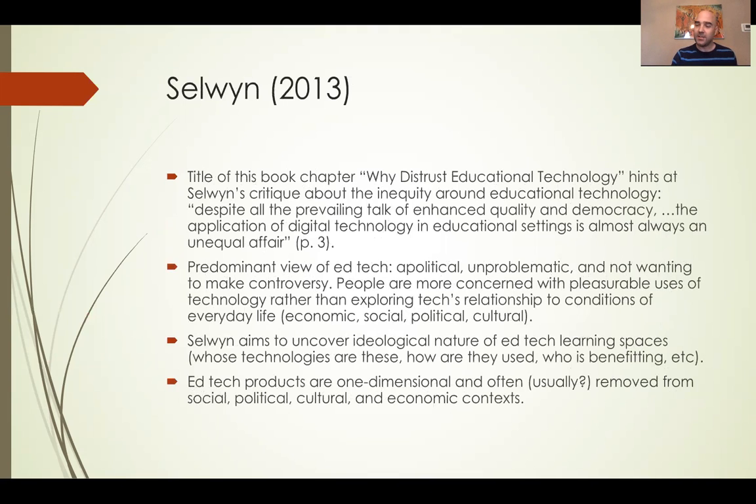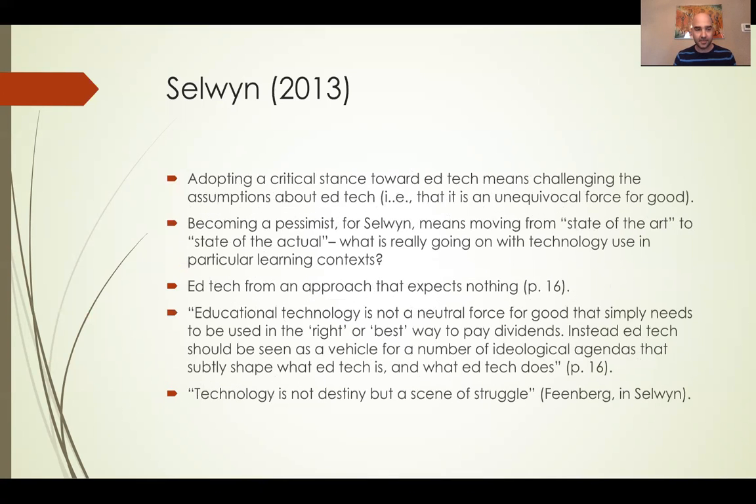So we begin with Neil Selwyn, and the title of this book chapter, Why Distrust Educational Technology, hints at the author's critique. And so he invites us to consider educational technology as a contested site. And he invites us to consider and to see with a sense of explicitness the ideological nature of educational technology use. So whose technologies are these? How are they being used? Who is benefiting? So we need to get beyond seeing just the pleasurable uses of technology or the most promising uses of technology. So he asks us to go beyond what he calls the state of the art to the state of the actual. So what's actually going on in these learning contexts?